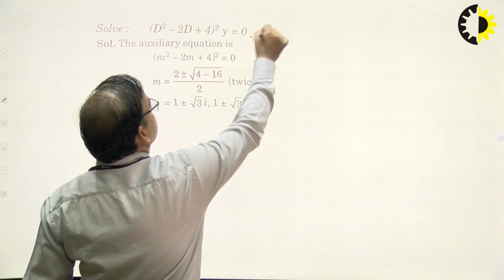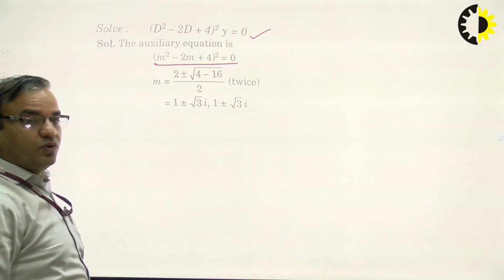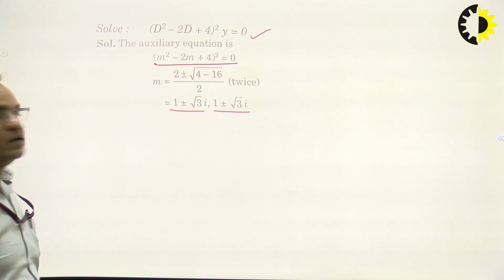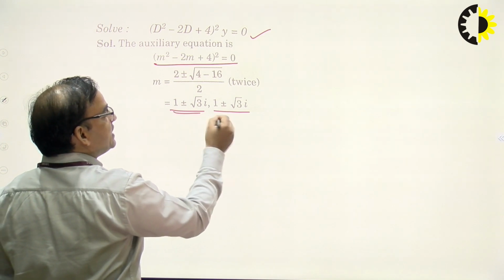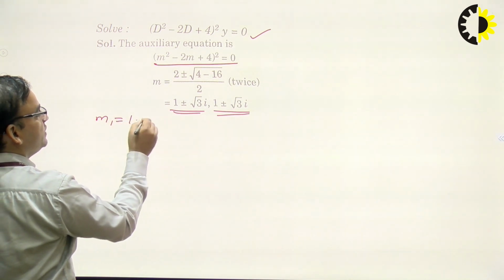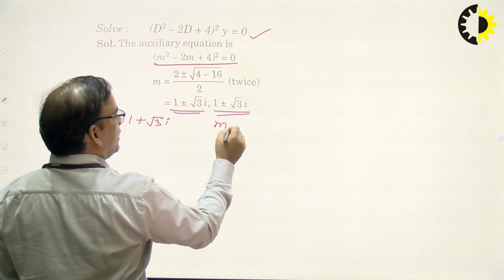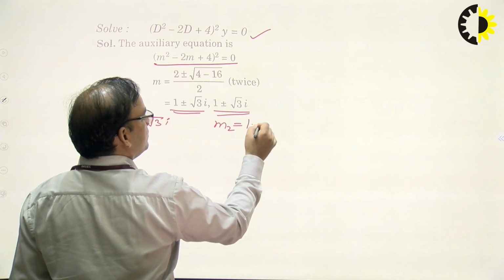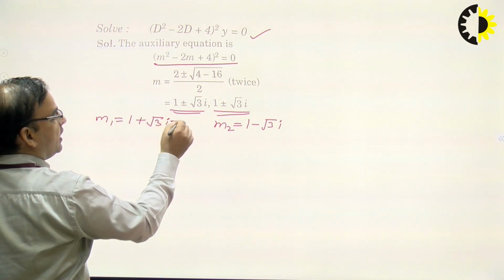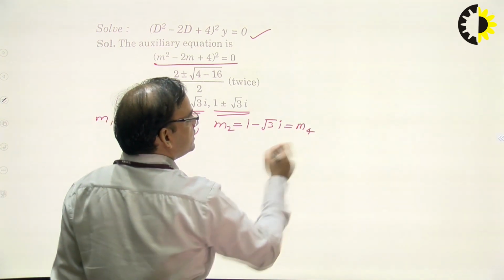Okay. Here is the given ODE, and the auxiliary equation is (m square minus 2m plus 4) whole square. After solving, we got these roots. Here you can see the roots are repeating, that is, the first pair is the same as the second pair. So in this case, if we write m1 is equal to 1 plus root 3 iota, and m2 is equal to 1 minus root 3 iota, then m3 is also the same and m4 is also the same.